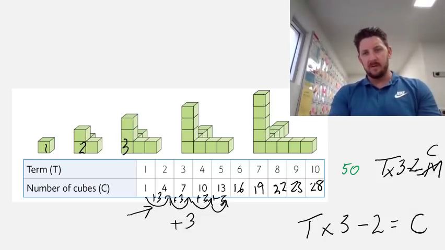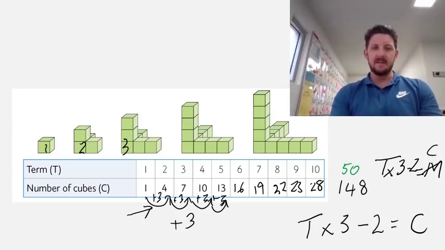Let's see if that works. 50 times 3 is 150. Take away 2 equals 148. Now if we were to count up, we would get that correct answer and we would be right.